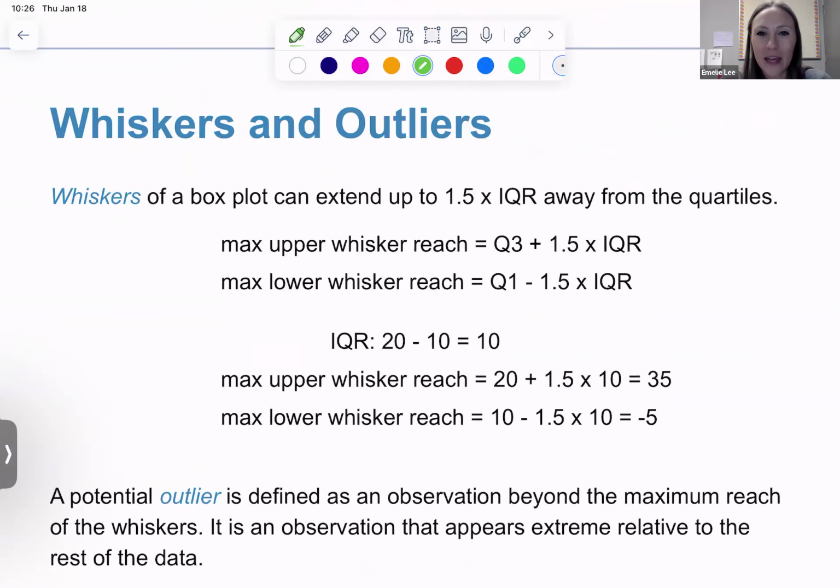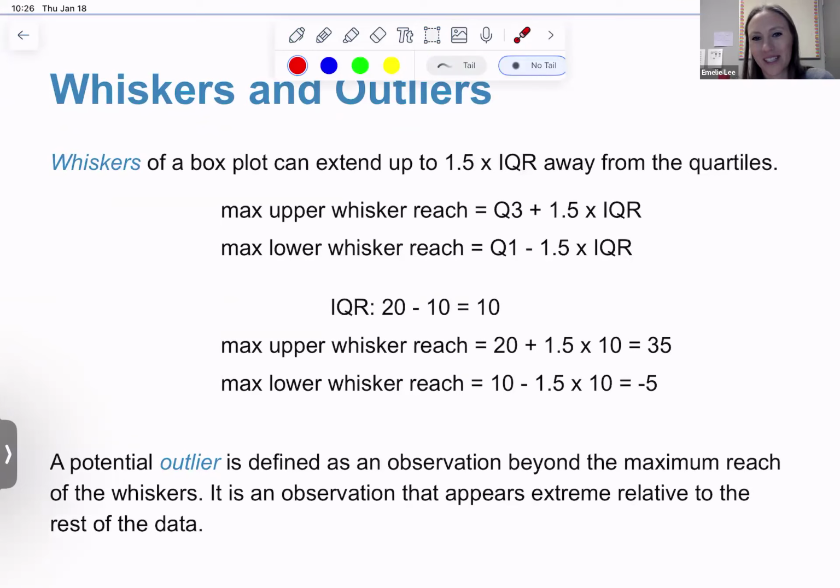So here they outline again what the 1.5 IQR rule is and does and how you use it. And so we'll just use it for a little bit of review because we only did the one cheap example. Whiskers of a box plot can extend up to 1.5 times the interquartile range away from the quartiles. And so what we said was the max upper whisker reach, or I call it the upper bound and the lower bound, doesn't matter, is Q3 plus 1.5 times the interquartile range, right? So you're moving from the quartiles out respectively. Okay.